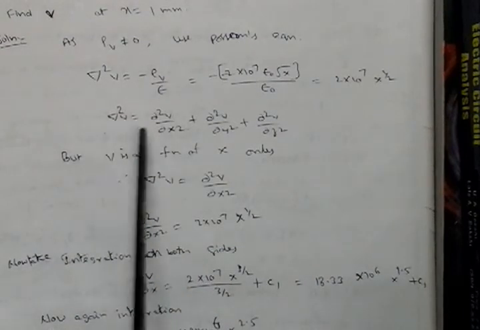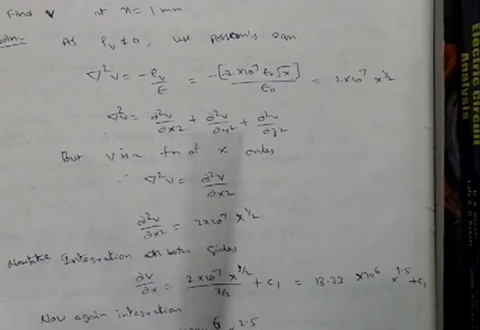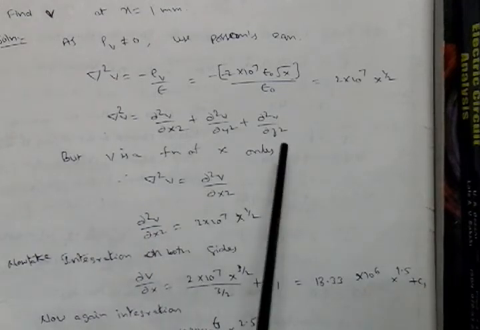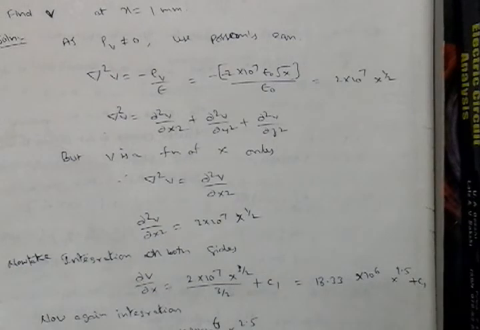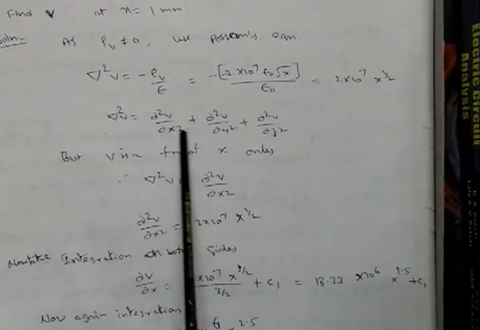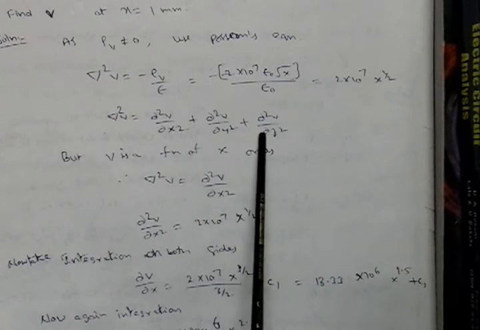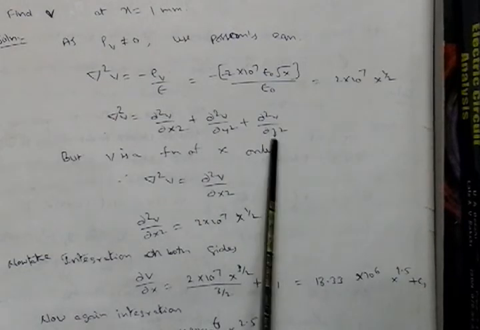But what is del square v? In which coordinate system? As per the given problem, the rectangular coordinate system. What is the formula in rectangular coordinates? Del square v is dou square v by dou x square plus dou square v by dou y square plus dou square v by dou z square.